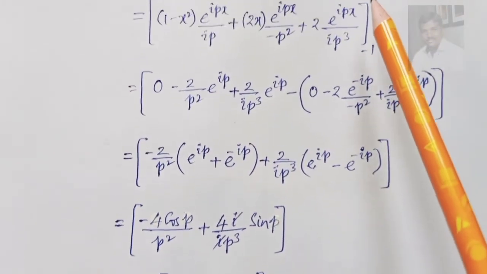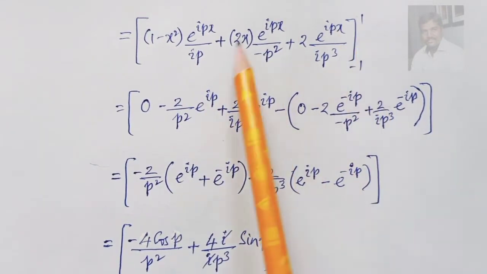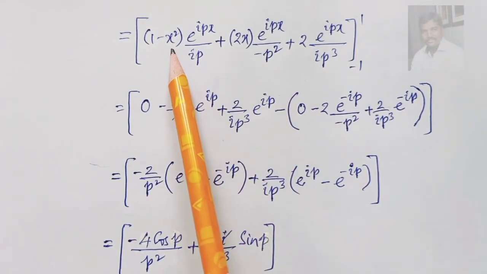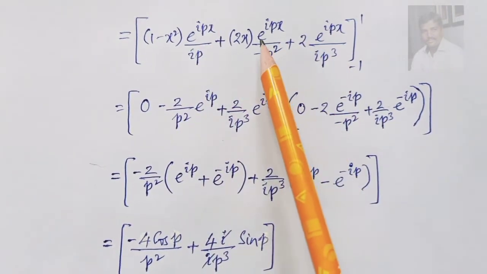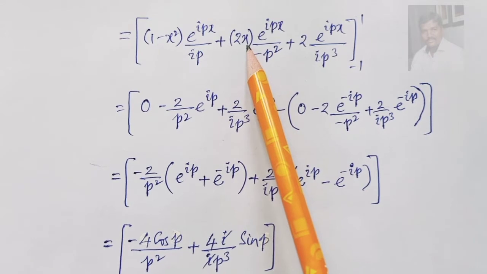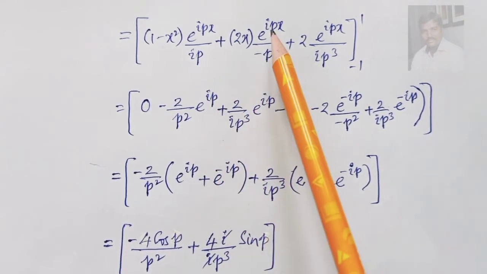Now apply the limits, the upper and the lower limits, in this. Okay, take the first upper limit in place of x: 1 minus 1 is 0, so this is 0. Now here come to this 2 into 1. This minus is there: minus 2 by p square into e power ip.